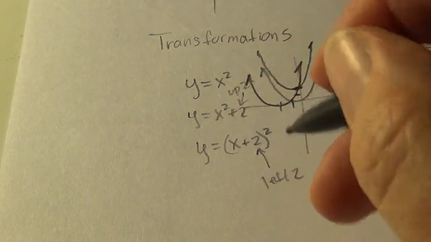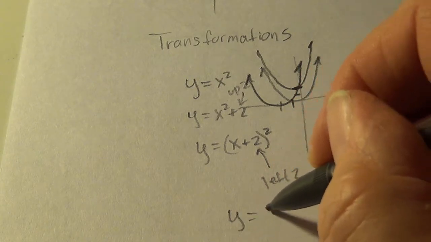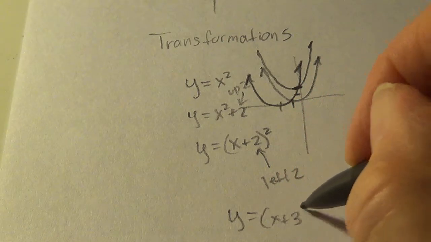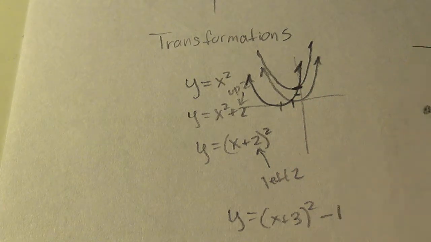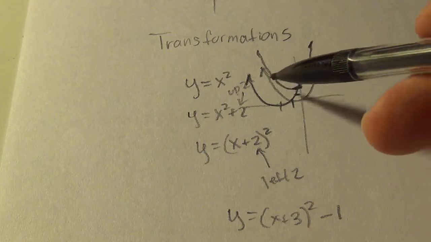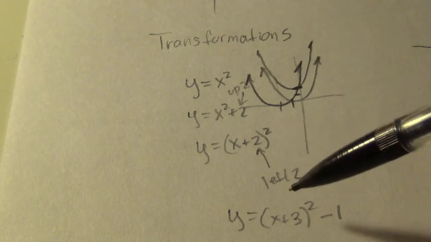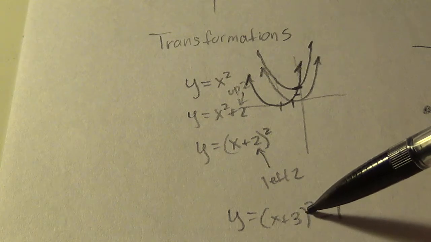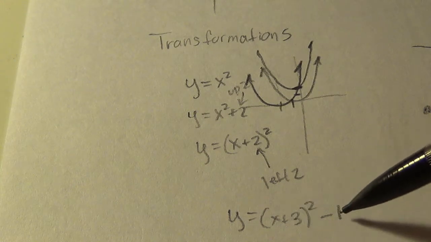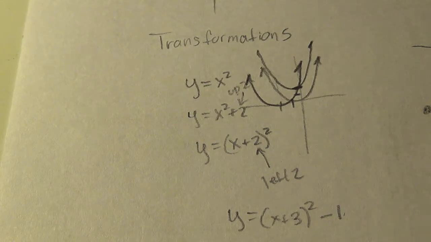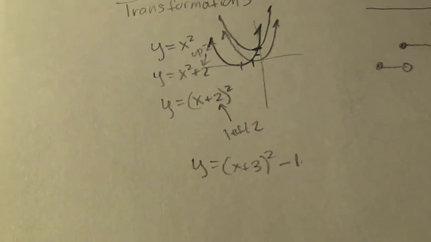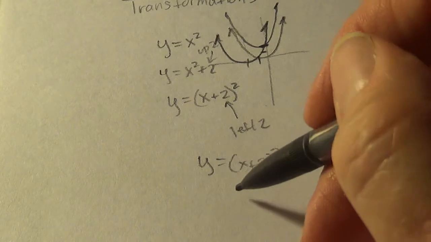And sometimes you can combine y equals (x plus, say, 3) squared minus 1. So that means you take the original smiling function and you're going to move it to the left 3 and then down 1. And you've seen this before. So we'll be doing transformations. The only other one I want to remind you of is reflections.